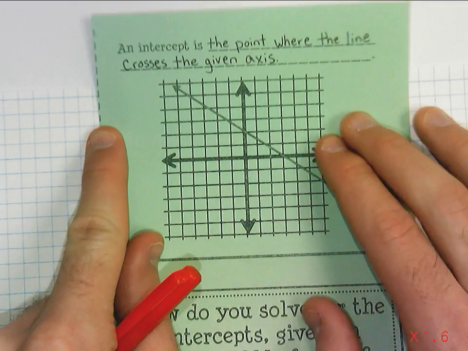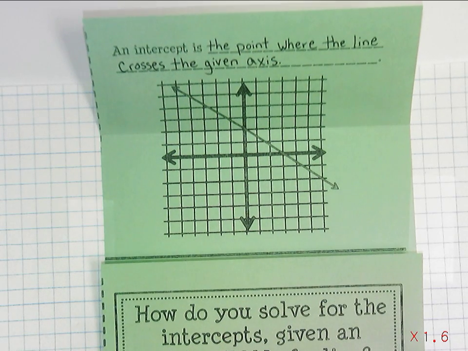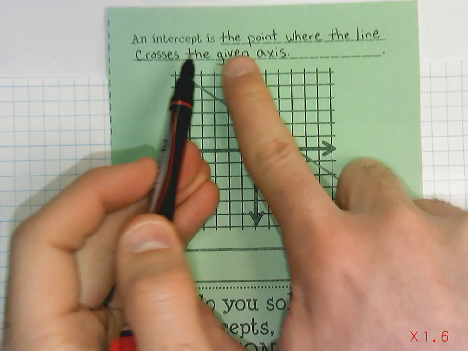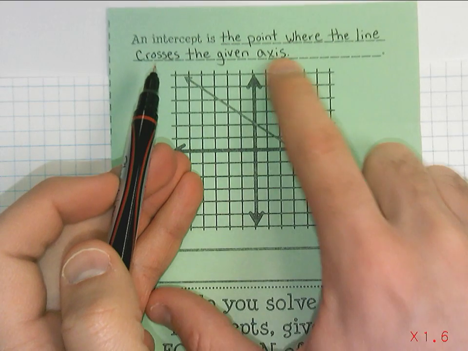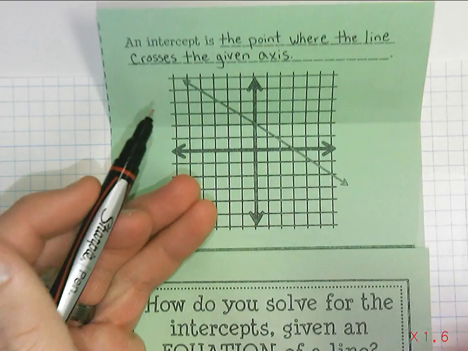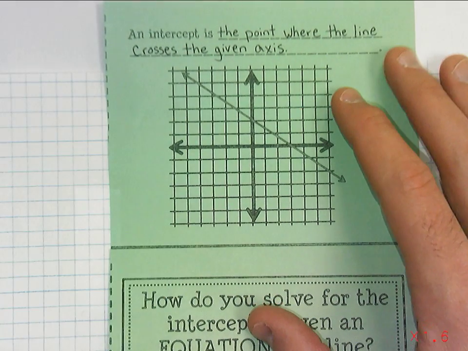First and foremost, the definition of an intercept. Now, we've been working with the y-intercept frequently here using slope-intercept form, but there is something called the x-intercept, and that's just where the line crosses the x-axis. So a definition of an intercept is the point where the line crosses the given axis. And the given one they're referring to is either x or y. It depends what you're working on. So let's just label a couple of things here.